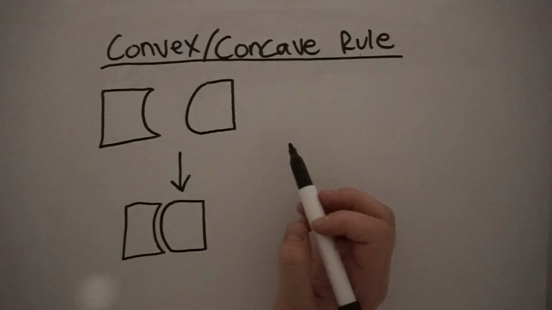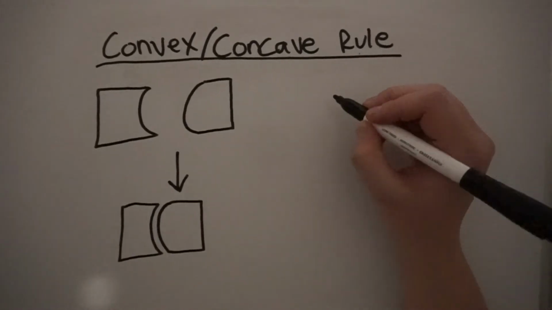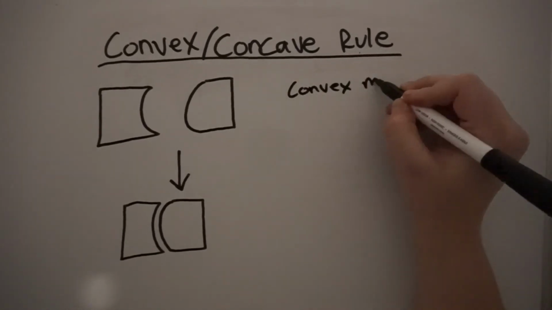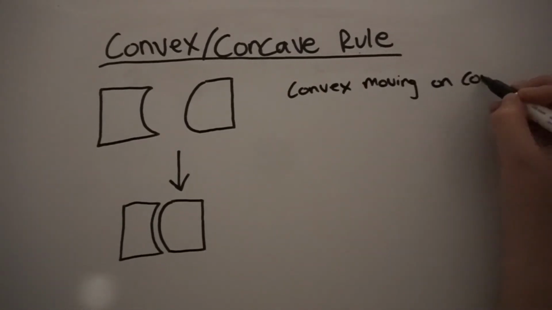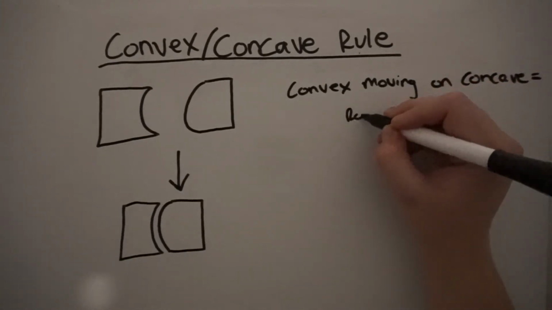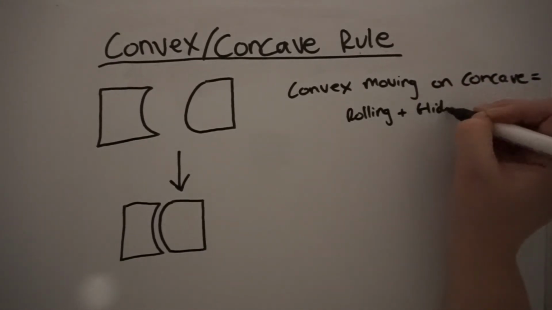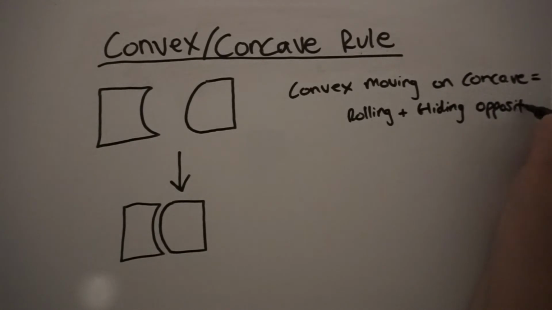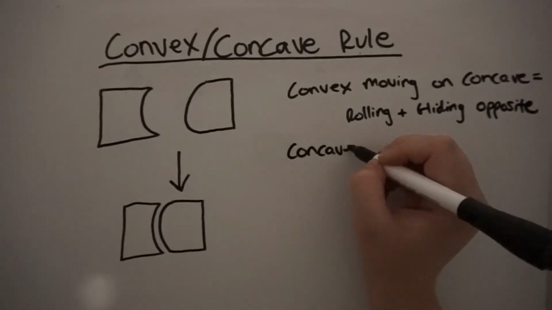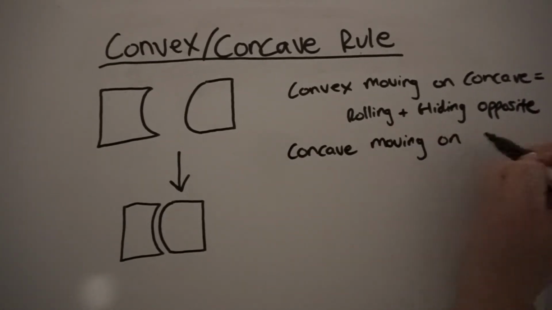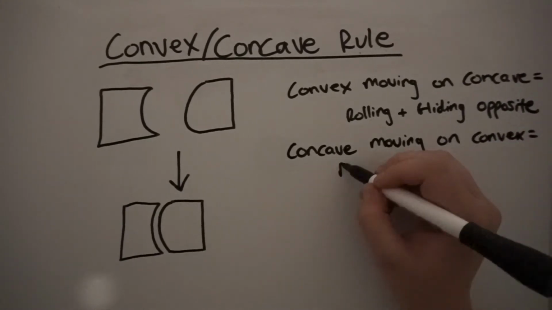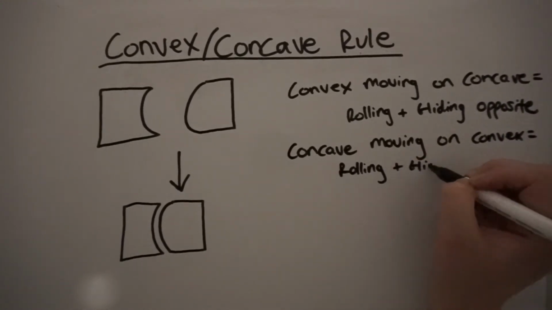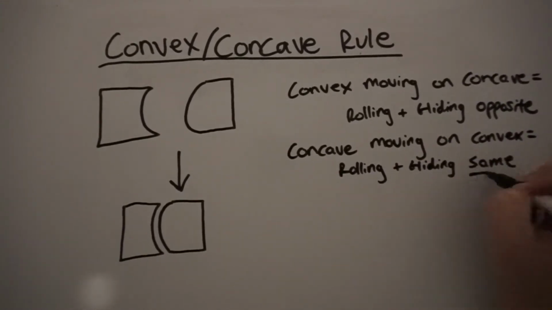The convex-concave rule of joint arthrokinematics states that in joints where convex surfaces are moving on concave surfaces, rolling and gliding take place in opposite directions. In joints where a concave surface is moving on a convex surface, rolling and gliding occur in the same direction. So let's go over exactly what this means.